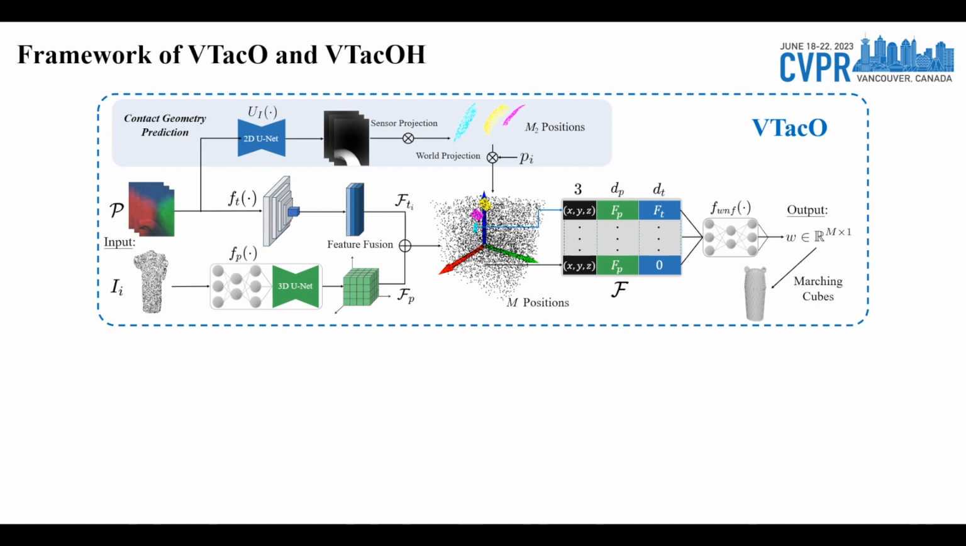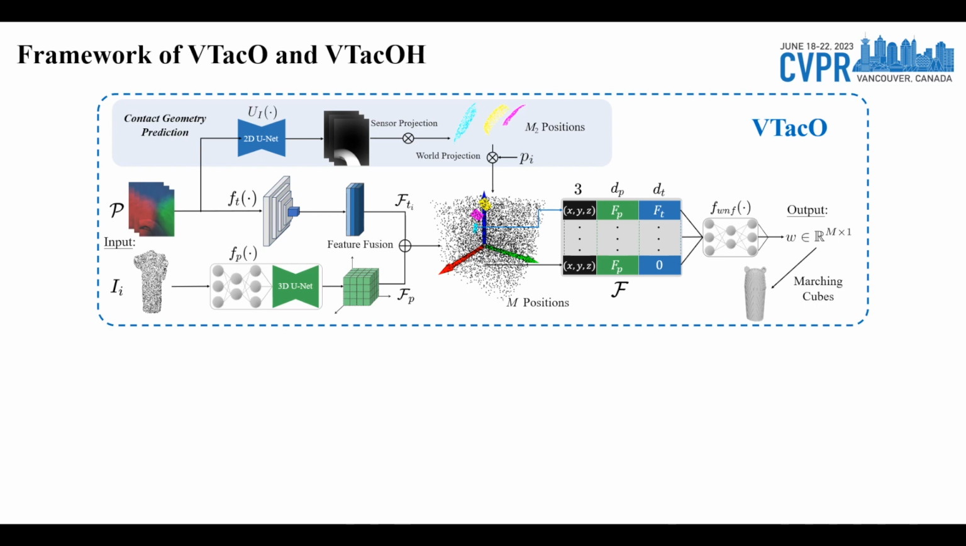The object shape is modeled by the winding number field, a variant of the signed distance field. Thus, we can also learn the object representation similar to the SDF-based pipelines. The point cloud is converted to a global feature through a feature extractor FP. The tactile image is forwarded to another feature extractor FT to obtain local features.